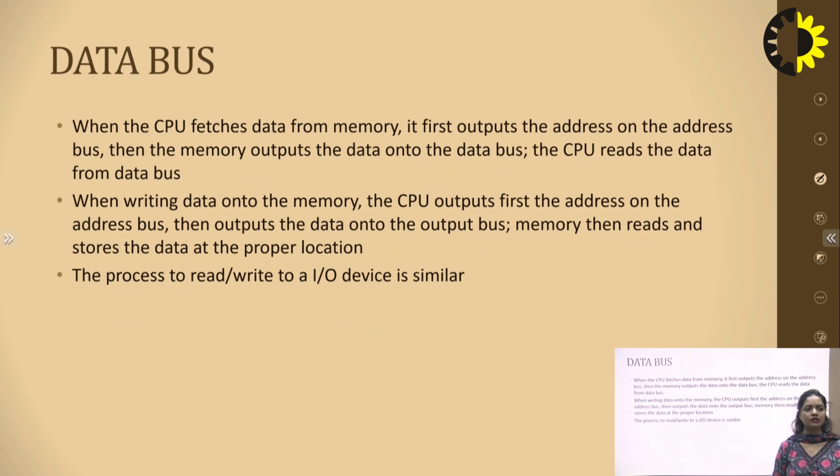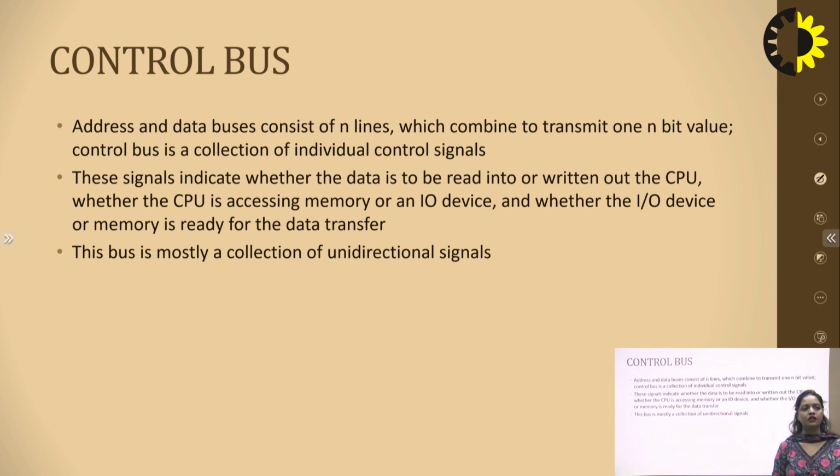As I told earlier, when the CPU fetches the data from the memory, it first outputs the address, and then after outputting the address, the data will be placed on the data bus, and the CPU will read the data from the data bus and execute it accordingly. And in the control bus, we are having these control signals: reading signal, writing signal, bus grant signal, bus request signal. All these signals belong to our control signals and will be placed on the control bus.